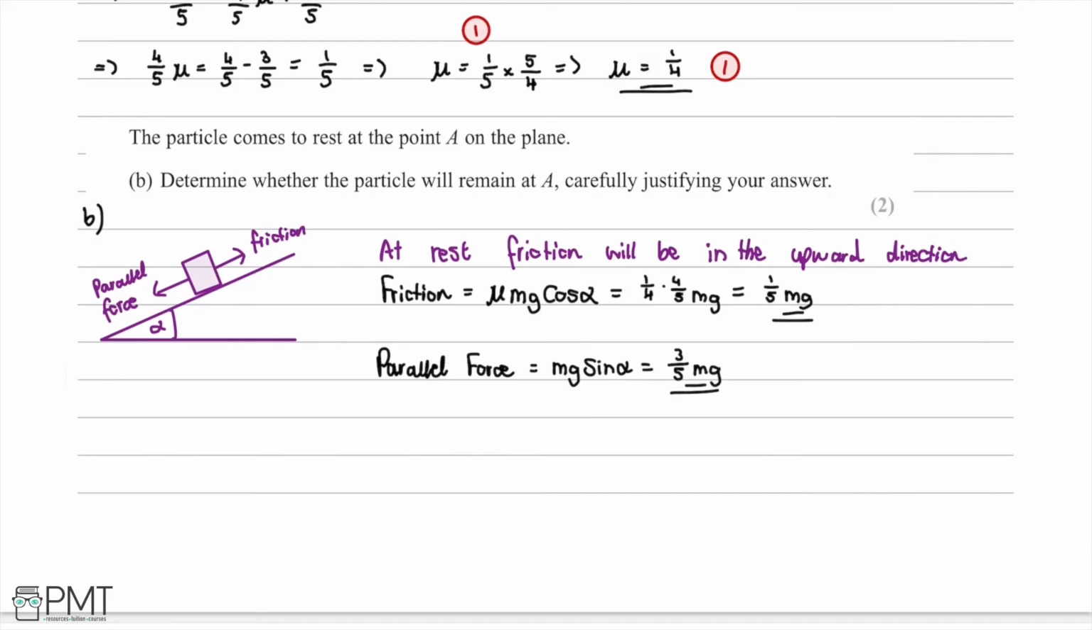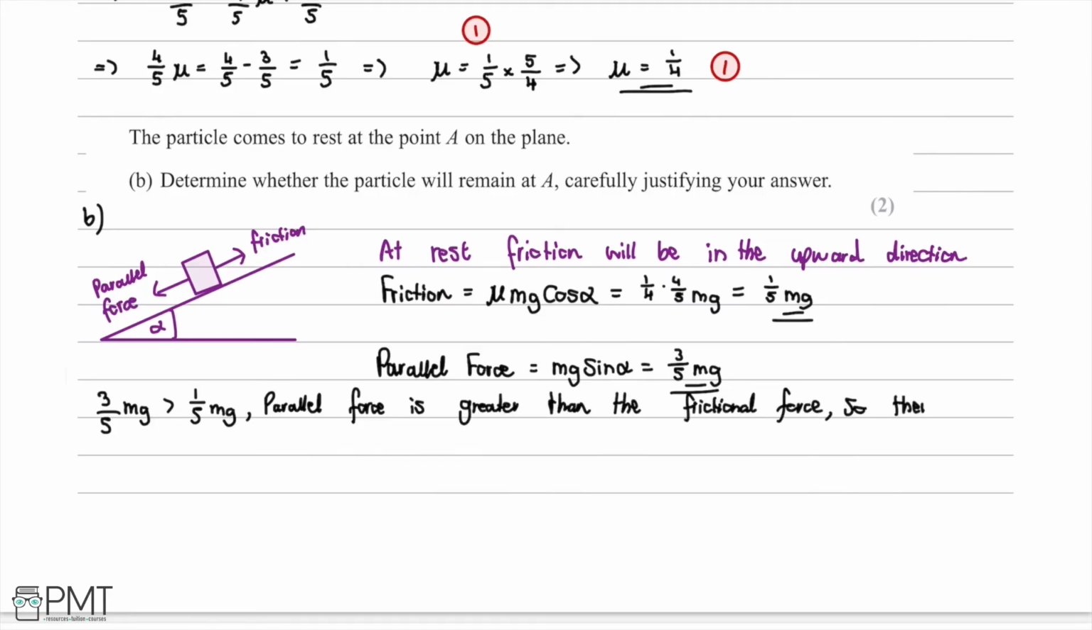And therefore we can see that we now have two terms which we can compare. So we have that 3 over 5 mg is going to be greater than 1 over 5 mg. So therefore we can see that the parallel force is greater than the friction. So writing this down, we have that parallel force is greater than the frictional force. So therefore the particle will start to move down the slope and it won't remain at A.